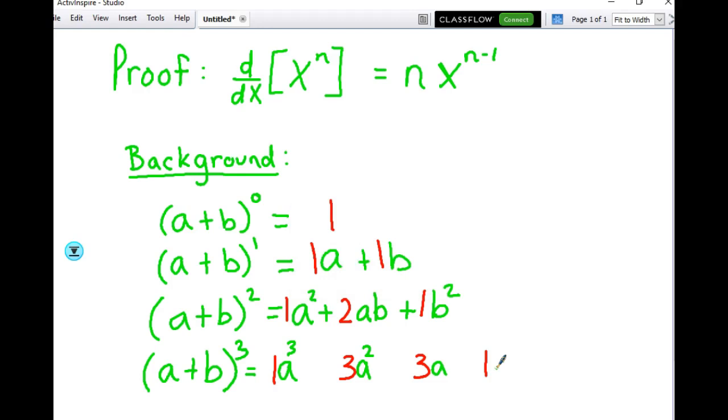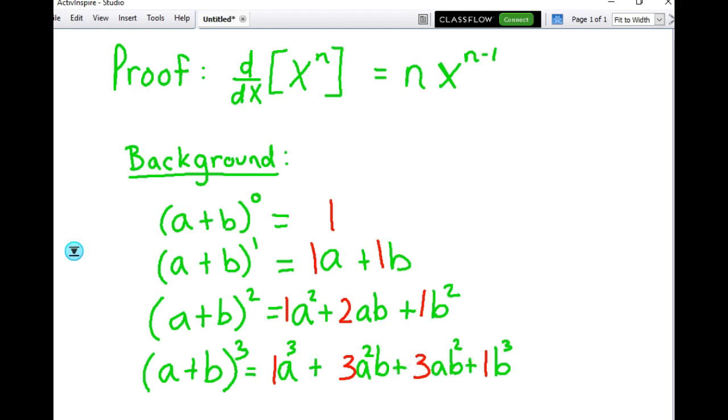The b's do the same thing. It's just they go backwards. So over here, this is going to be b cubed. This one's going to be b squared. This one's going to be b to the first. And as I mentioned before, there won't be a b on the first term.